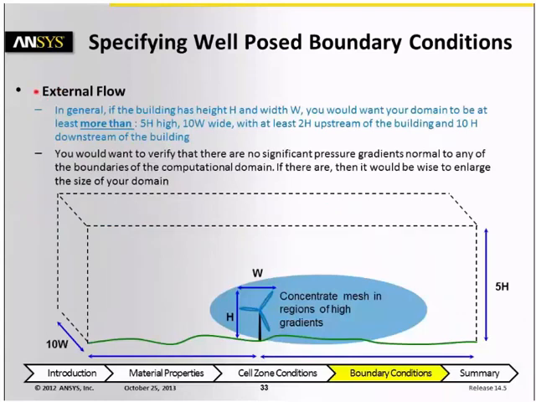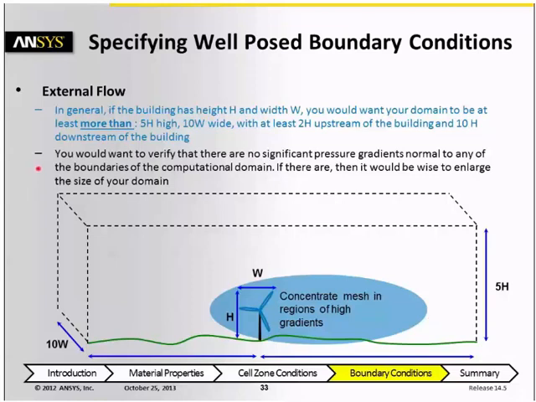When you simulate an object located in an external flow, and the height of the object is h, and the width of the object in the plane normal to the flow is w, then the following guidelines are recommended for the minimum size of the computational domain. The height should be at least 5h, and the width should be at least 10w. Upstream of the object, the distance should be at least 2h, and downstream of the object, the distance should be at least 10h. In cases like this, the wake can extend far downstream, so it's important for the downstream boundary to be further away and to have good grid resolution throughout the wake region.